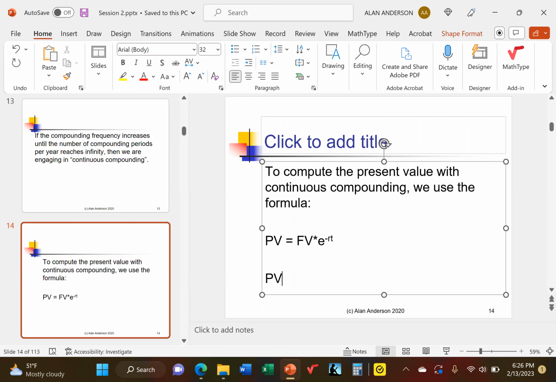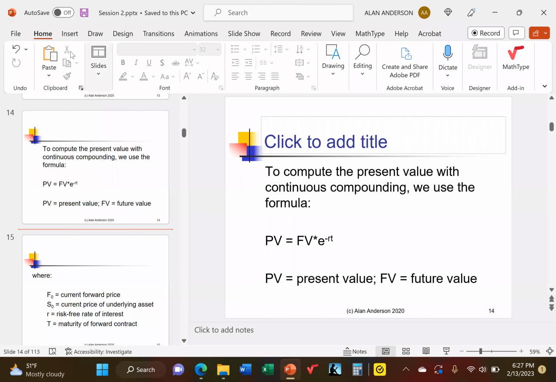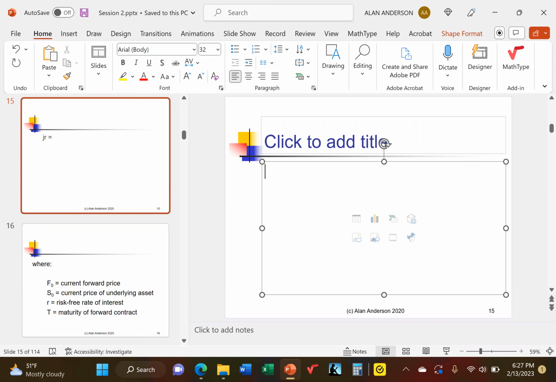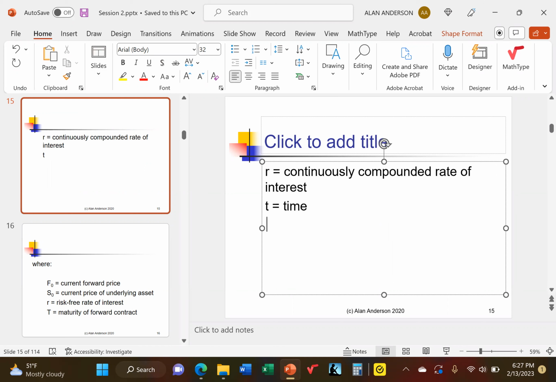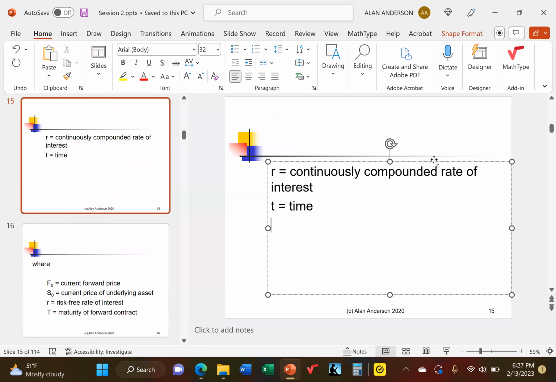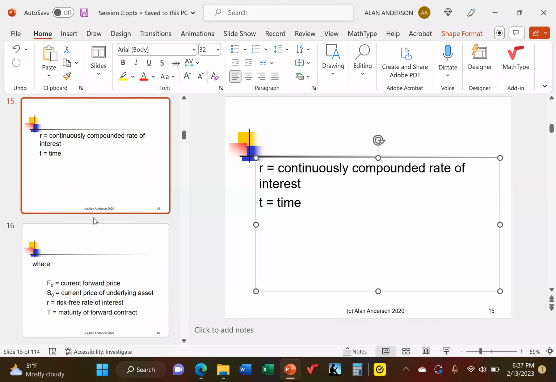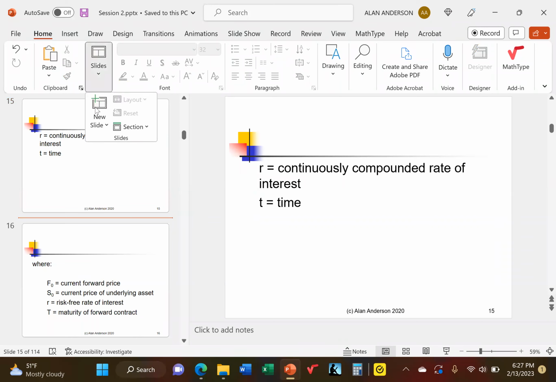Okay, so in other words, PV is present value, FV is future value, R is the rate of interest compounded continuously, and T is time. Okay, so just as a quick example, let's go back and revisit that last example, and let's just say that instead of the bank paying us 5% per year compounded either annually or quarterly, instead it's compounded continuously. So how would that change our results?